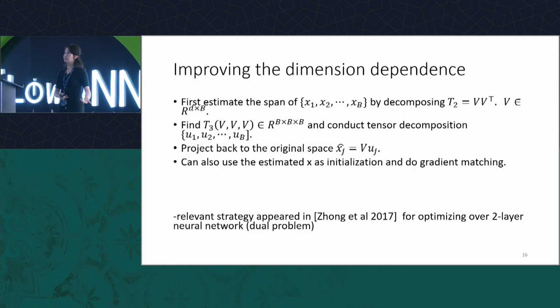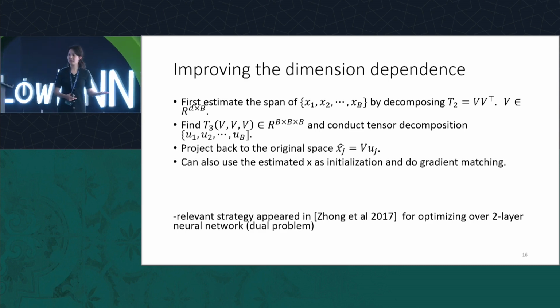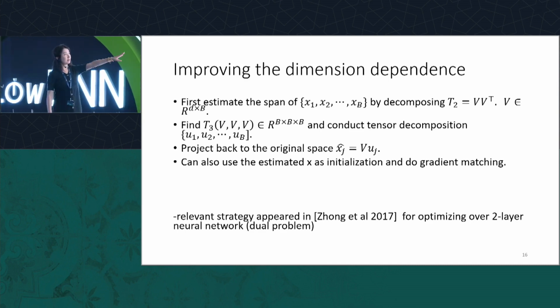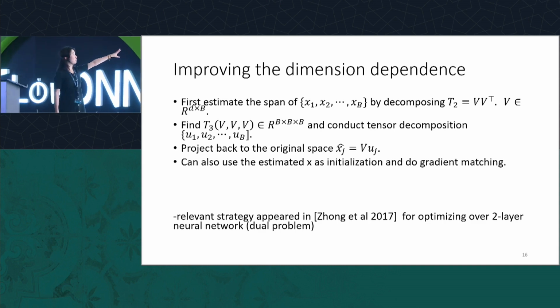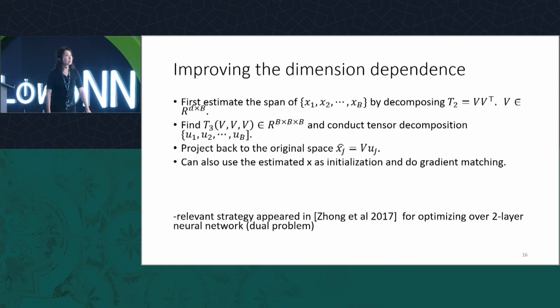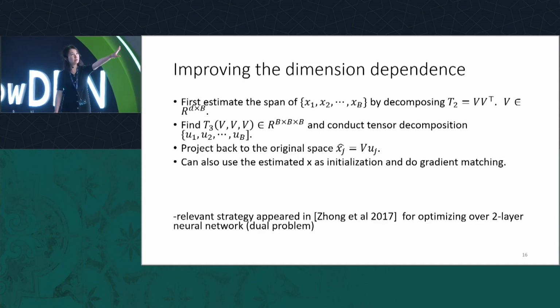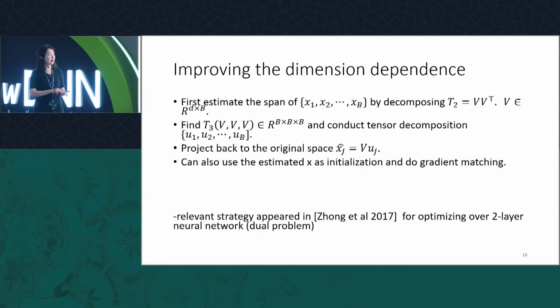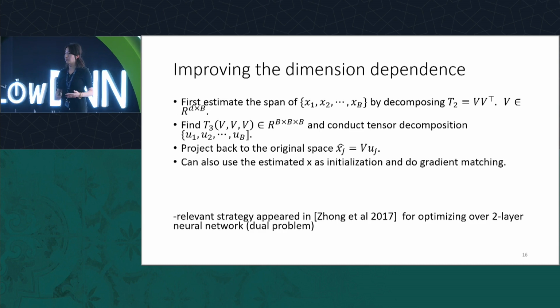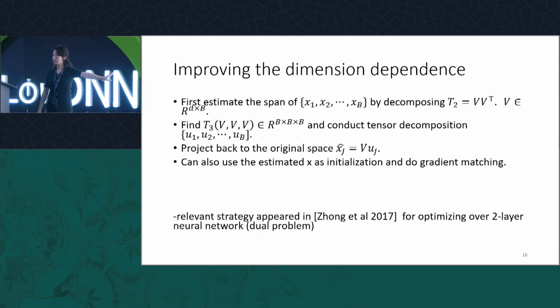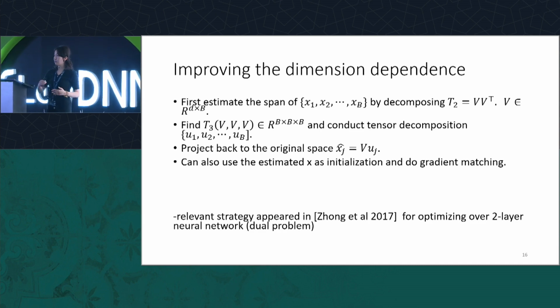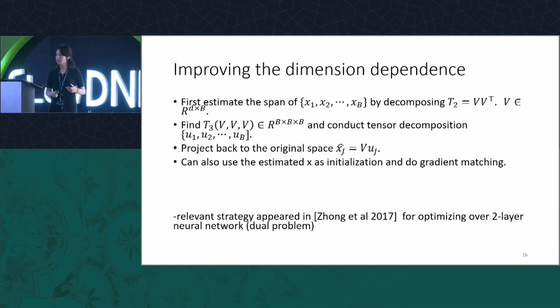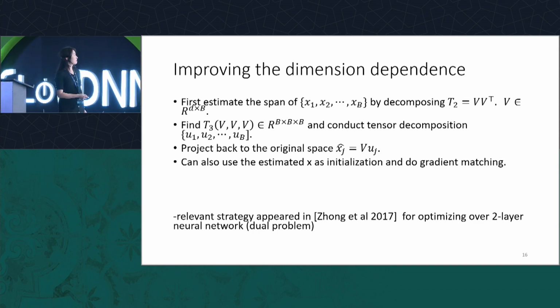Usually the batch size is very small, for example, 16 or whatever. We can view it as a constant. And we can conduct tensor decomposition of that and get the vectors U1 through UB. And then we project back to the original space. And the idea is, with the second order, to estimate just the span of the training set, that will only require M to scale linearly with D, the dimension. So overall, the whole procedure will only need the width M to scale linearly with the data dimension.